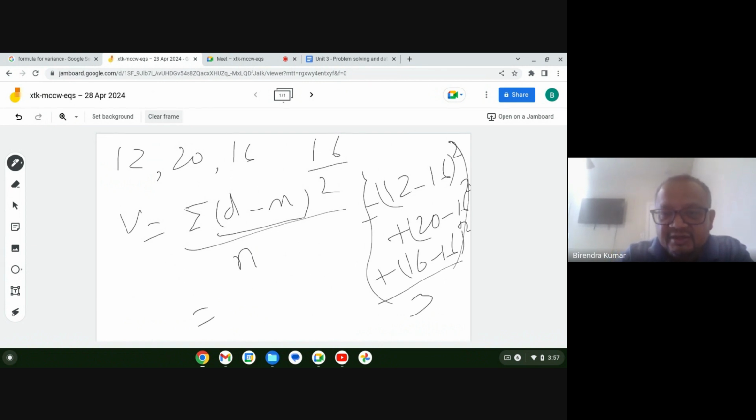So here 12 minus 16 is minus 4, square of that is 16, plus 20 minus 16 is 4, square of that is 16.